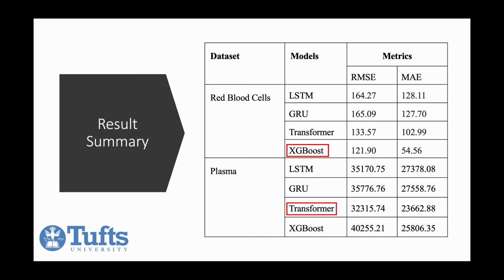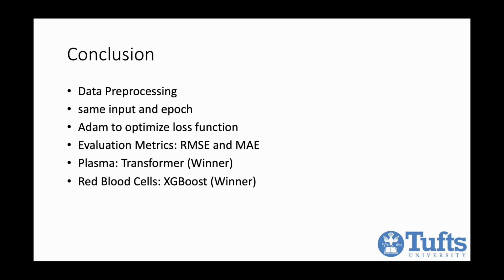Here I make a summary of the models and the metrics, and we see XGBoost wins the competition in the red blood cells data, and the transformer wins the competition in the plasma data.